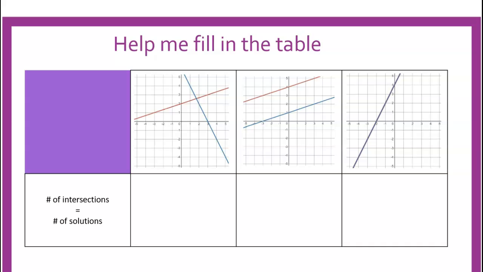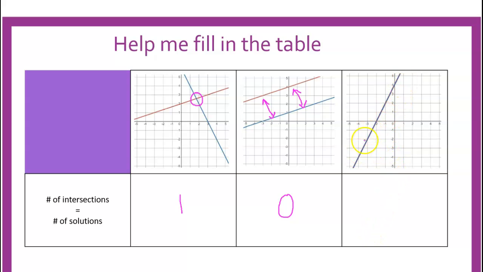So just to summarize, let's fill in this table. The number of intersections is the same as the number of solutions. So we have one intersection here. That means we're going to have one solution. These lines are parallel, same distance apart the whole time. So how many solutions here? Well, they don't intersect, so there are 0 solutions.